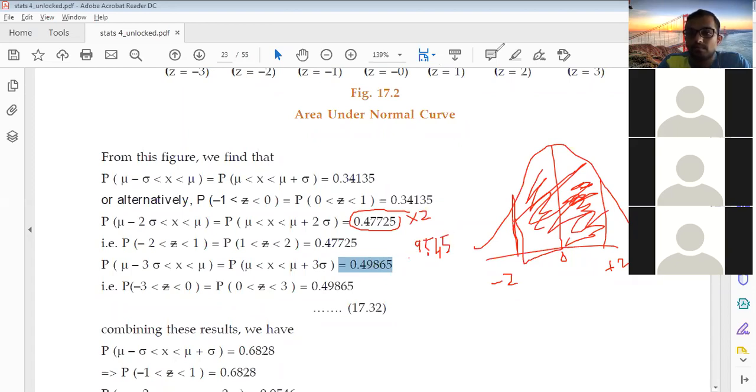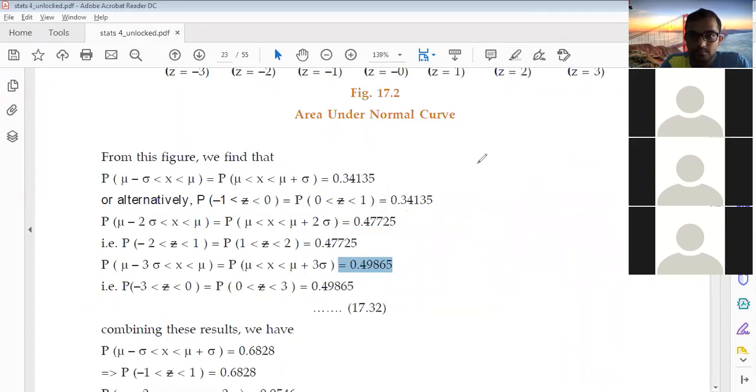0.47725. Sir, if they give the function of the curve, then we can integrate and find, no, sir? Yeah, you can integrate and find if you know integration. If you are a basic math student, yes, you can integrate it and find it.